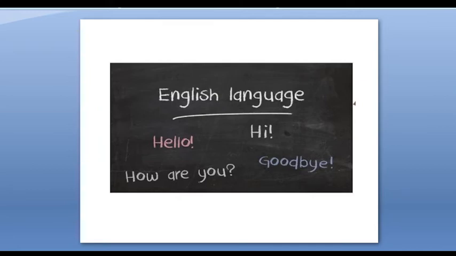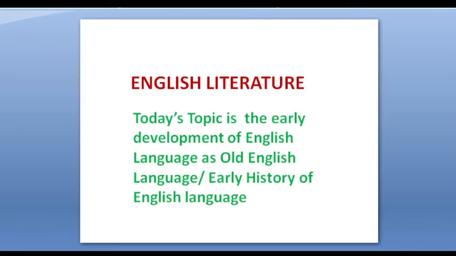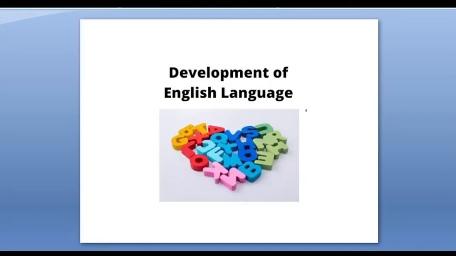English language. Today's topic is the English language. Today we'll learn how English literature evolved against the background of the English language: the development of the Old English language, or Early English language.